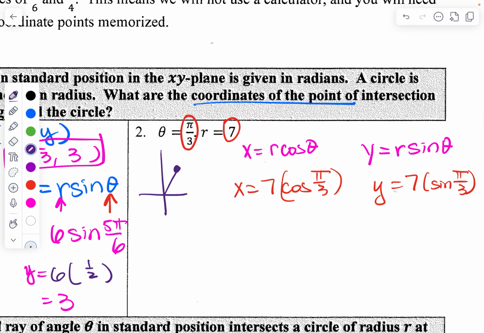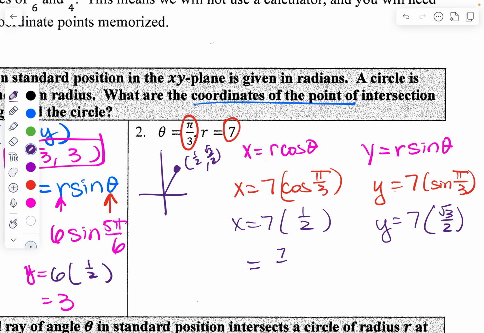So to answer this, we have to know where pi over 3 is. We know it's about right here. That point, x comma y at pi over 3, is 1/2, root 3 over 2. So this becomes 7 times cosine is 1/2, and this y is 7 times root 3 over 2. This is going to be 7 over 2, and y is 7 root 3 over 2. So my coordinate is 7 over 2, comma 7 root 3 over 2.